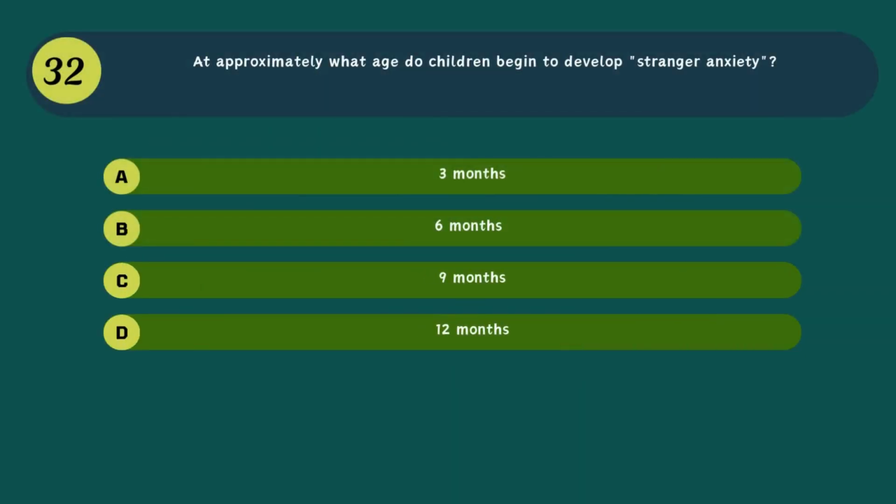Question 32. At approximately what age do children begin to develop stranger anxiety? A. 3 months. B. 6 months. C. 9 months. D. 12 months.